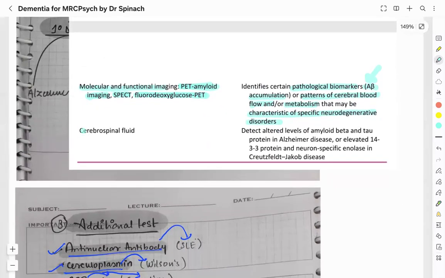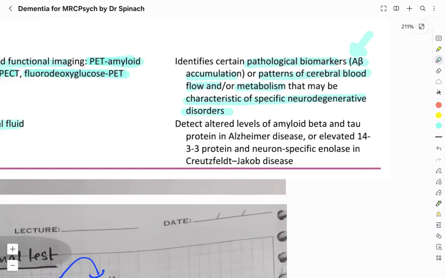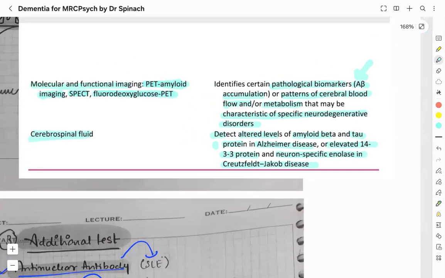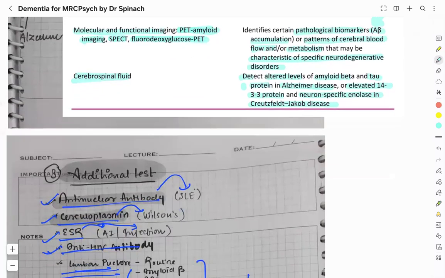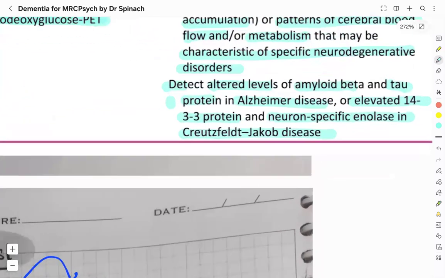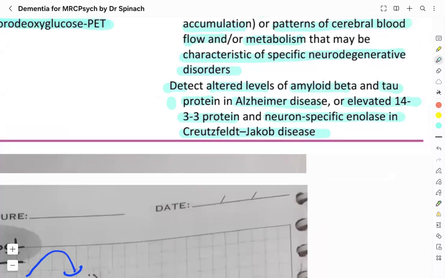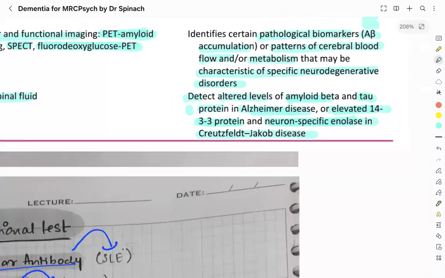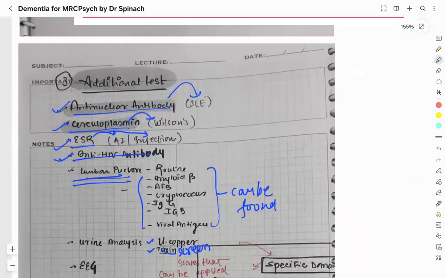Next is CSF. CSF detects altered levels of amyloid beta and tau protein in Alzheimer's disease, or elevated 14-3-3 protein and neuron-specific enolase in CJD, that is Creutzfeldt-Jakob disease. So, amyloid beta and tau in Alzheimer's, and elevated 14-3-3 protein or neuron-specific enolase in CJD. This is a prion disease. Now, there are some additional tests that you can do as well.